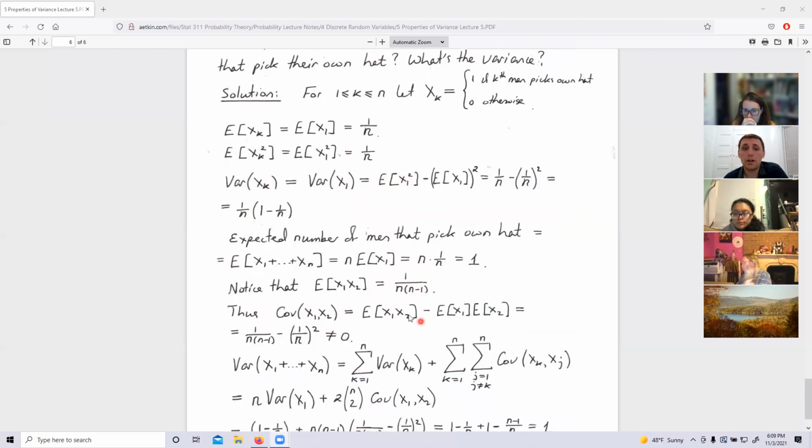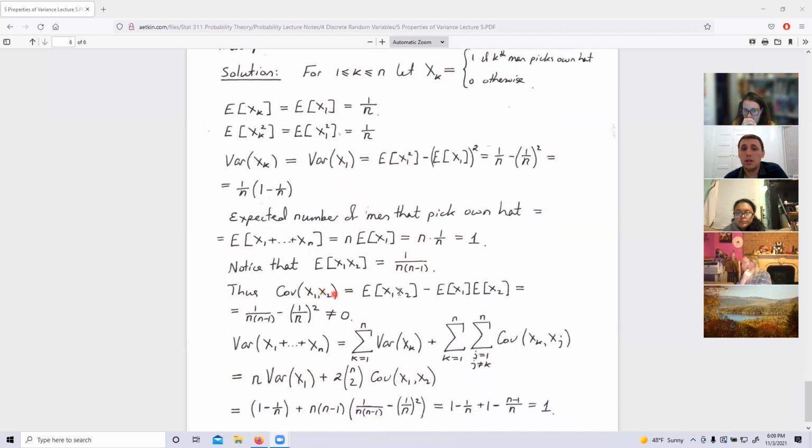Now, what about the covariance of x1 and x2? That's the expected value of x1 x2 minus the product of the expected values of x1 and x2, which is 1 over n times n minus 1, minus 1 over n squared, which is not 0, as you can see. We expected it not to be 0 because they are clearly not independent. What happens with gentleman 1 affects what will happen with gentleman 2, because gentleman 1 could potentially pick hat number 2. So obviously it will affect, right? So it's not 0.